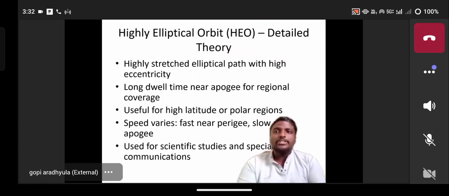Now I discuss about HEO, highly elliptical orbits. These are the main parts of the HEO. HEO has a highly stretched elliptical path with high eccentricity, long dwell time near apogee for regional coverage, useful for high latitude or polar regions. Speed varies: fast near perigee, very slow near apogee. Used for scientific studies and special communication. These are the HEO, GEO, GSO.